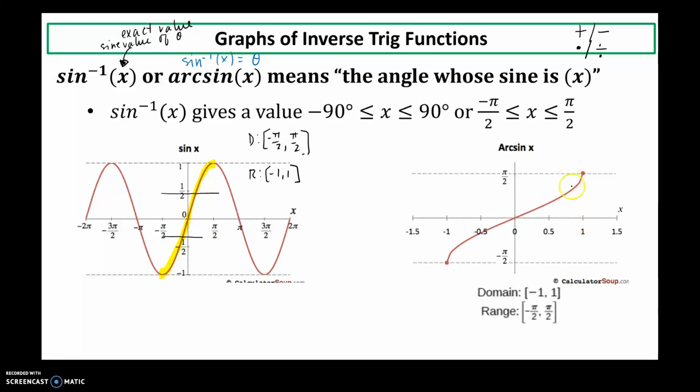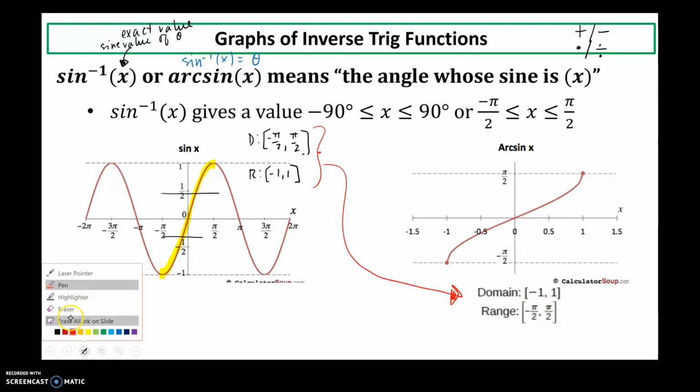Now, over here, we've included the graph of the arc sine function, but the most important thing that I need you to recall is that your domain and range on the graph of the inverse function switch. So the range of the sine function becomes the domain of the arc sine. The domain of the sine function becomes the range of the arc sine function. And this isn't going to make a whole lot of sense until we start doing problems.